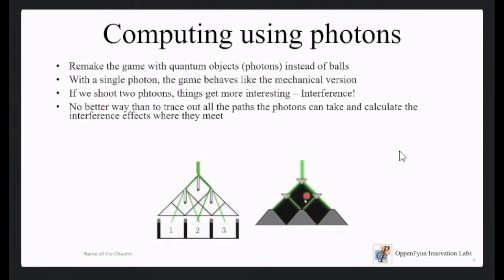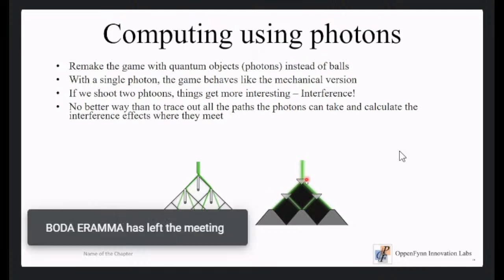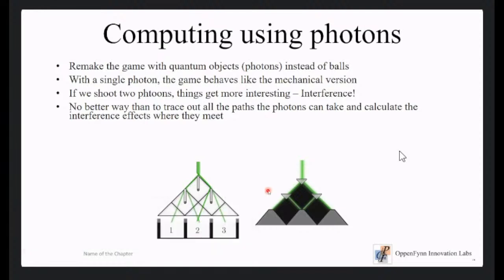But let's say I want to calculate whether both the photons reach this point. Do they interfere constructively or destructively? If I want to calculate those things, the only way I can do it is to trace all the paths that the two photons can take, right? I'll pause here for a minute to let that sink in.